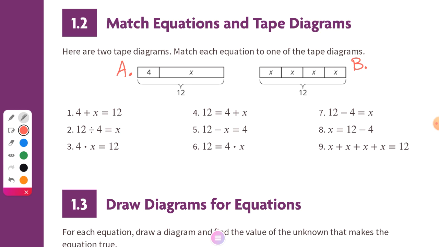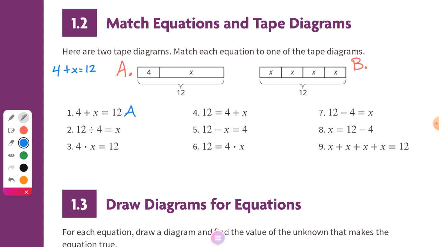Bryce? 4 plus x equals 12. I want you to write that over here. 4 plus x equals 12. Do we see that one down there somewhere? Yes, it's number 1. So next to number 1, let's put an A, because it's saying all of these 9 equations match one of those two models. So even though we only have 2 models, we're writing those equations 9 different ways.